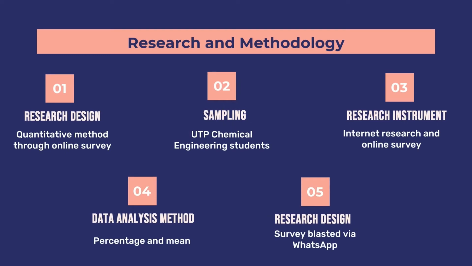Next, I'll be showing you the methodology used in this research. First, the research design. We use a quantitative method via online survey using Google Form to collect the data from our respondents. Next, our targeted respondents are UTP Chemical Engineering students. Then, we use internet research to find past papers that are related to our research. For data analysis, we use percentage and mean to determine the majority of the response. Lastly, our online survey was spread through WhatsApp chat groups as it's easier to reach our targeted respondents.